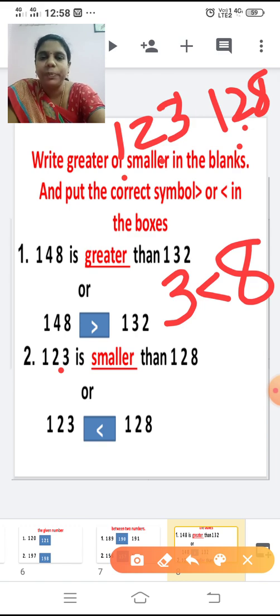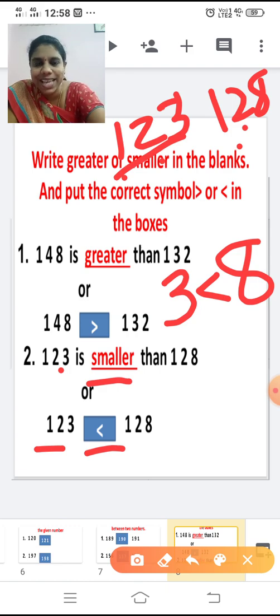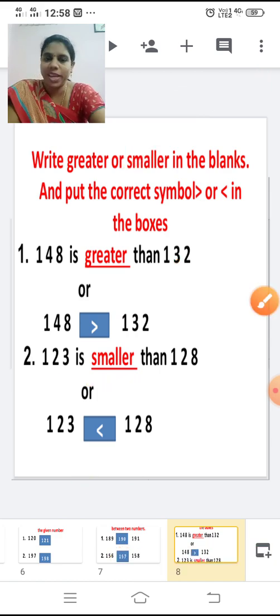3 is smaller, right? So write 123. So this is smaller. 123 is smaller, right? Smaller in the blank. S-M-A-L-L-E-R. Smaller than 128. Or 123 is less than 128. So 3 is less than 8, right? So therefore 123 is less than 128.